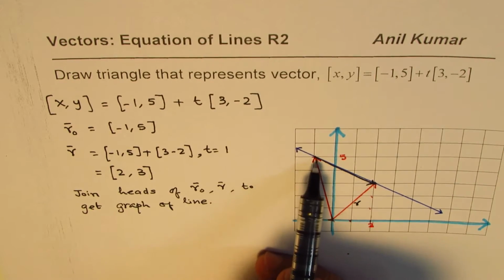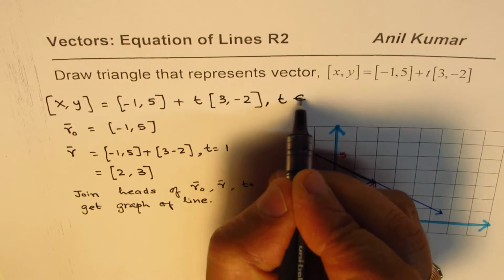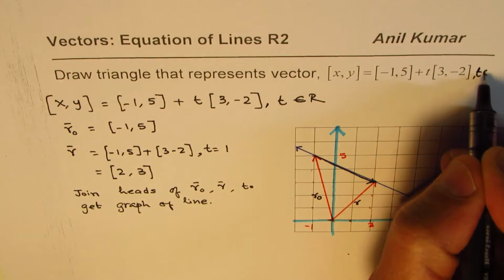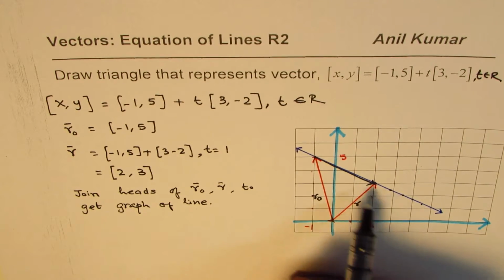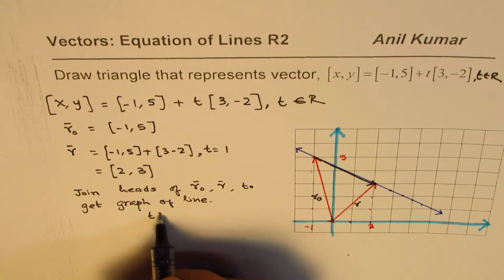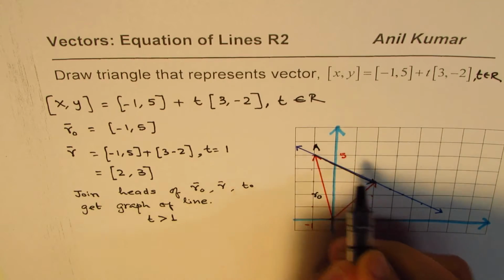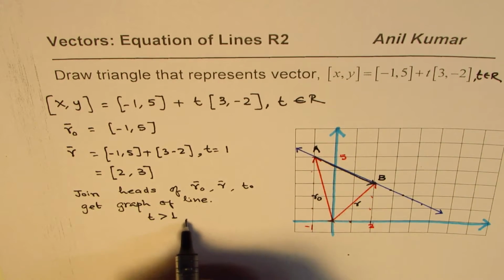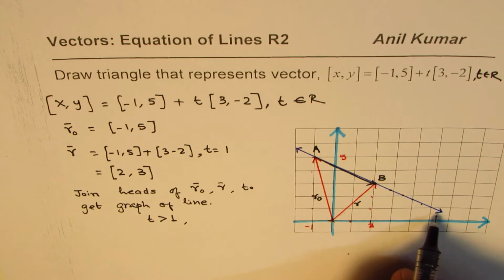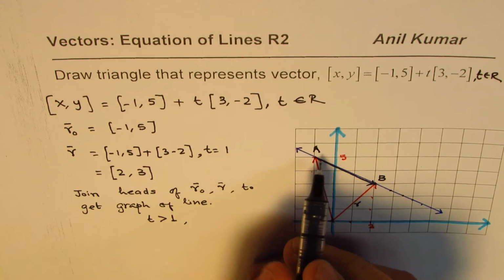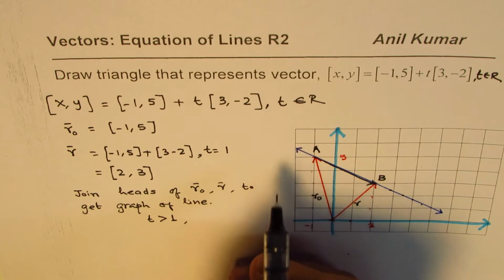And this line, you can give different values of t. Let me write here, t belongs to real numbers. I should have included that here also. So different values of t will give you different points on the line. If t is greater than 1, we'll get a point which would be, let's call this point A and this B, so if t is greater than 1, then the point will be from B to this side, on the right side. Do you see that? If t is negative, less than 0, then you get a point on the left side.